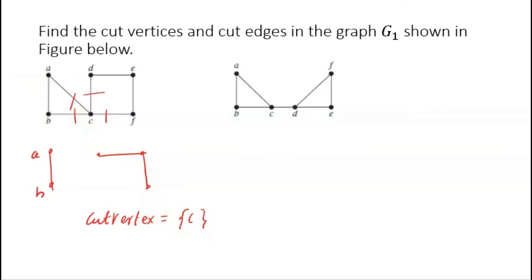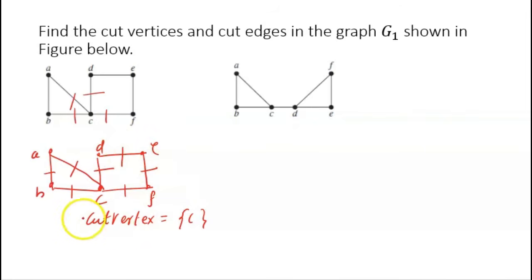What about the cut edges? Clearly you see that if you have this graph here, I am going to draw this again. If I have this graph here, clearly removal of AB will not make the graph disconnected. Removal of BC will also not make the graph disconnected. Removal of AC will also not make the graph disconnected. Same is true with CD, same is true with CF, right, and CE and ED.